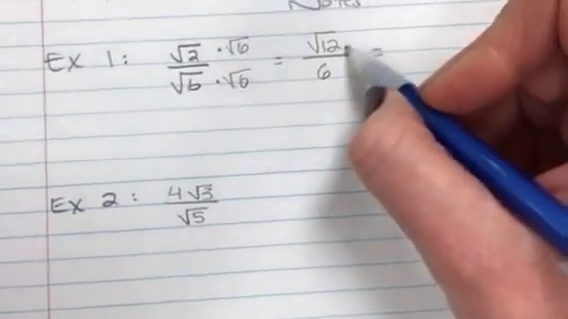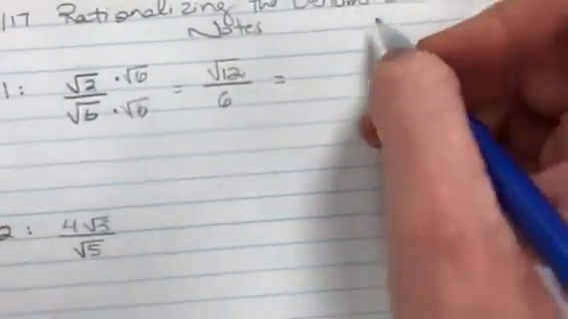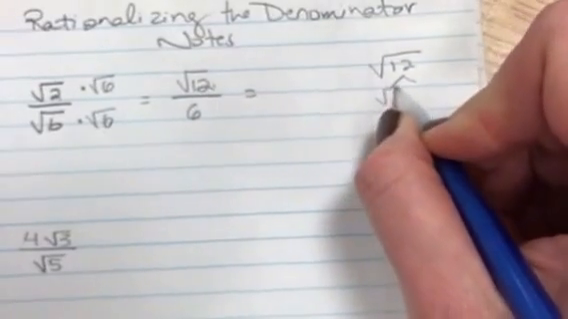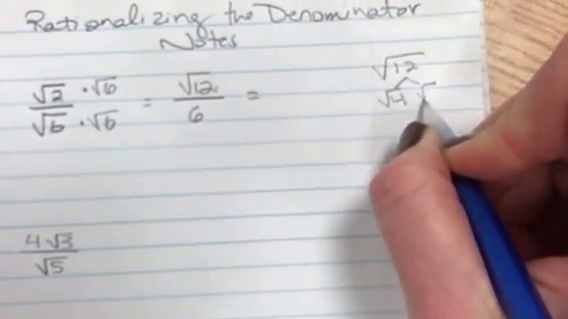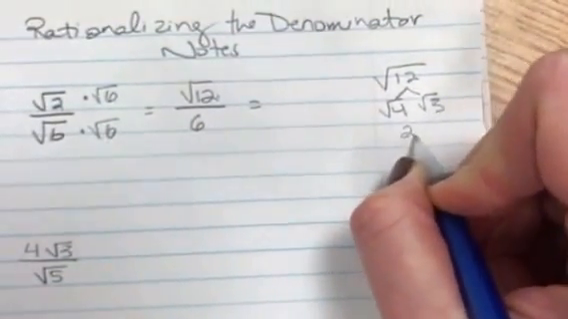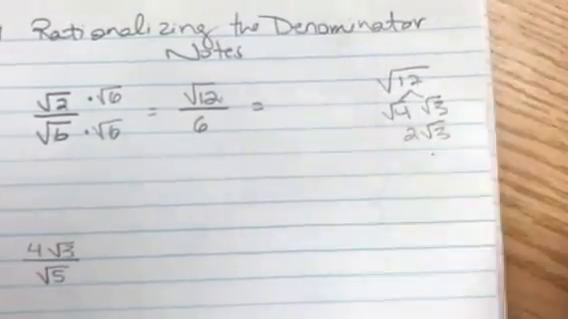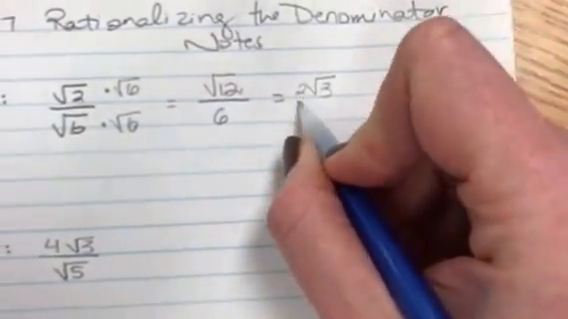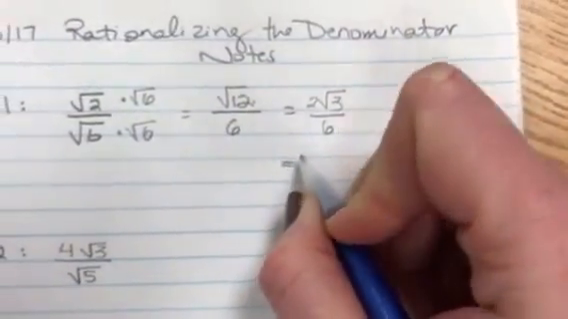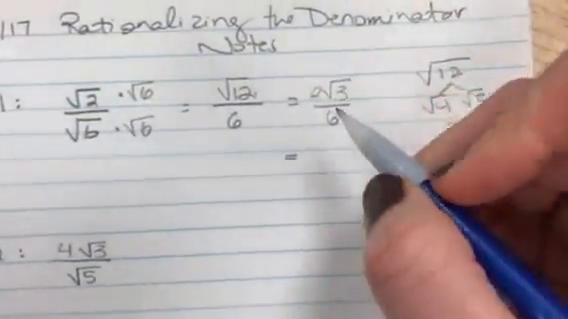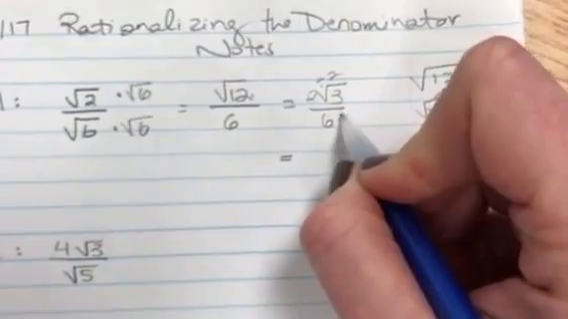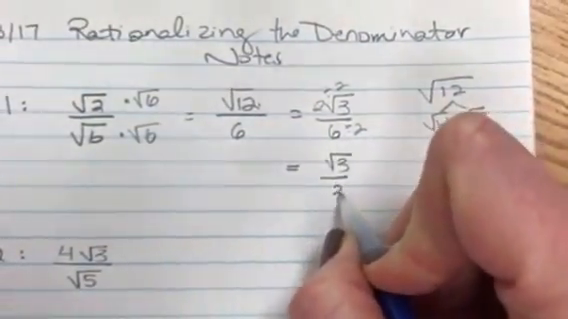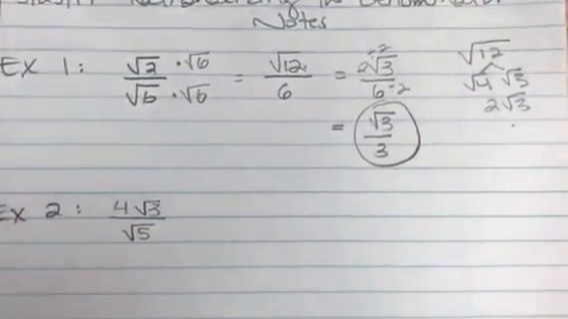We then have to simplify. Square root of 12, if you think about that in terms of perfect square factors, has a perfect square factor of 4 with 3 left over, giving us 2 radical 3 as the simplified form of radical 12. So 2 radical 3 over 6 can be simplified one time further because of the common factor between 2 and 6. So now we have just radical 3 over 3.